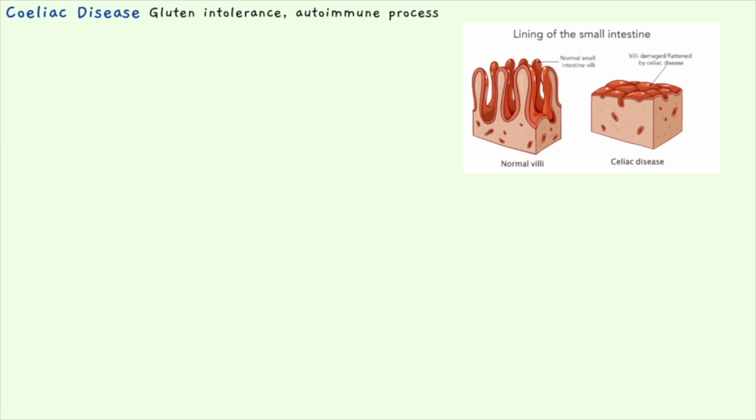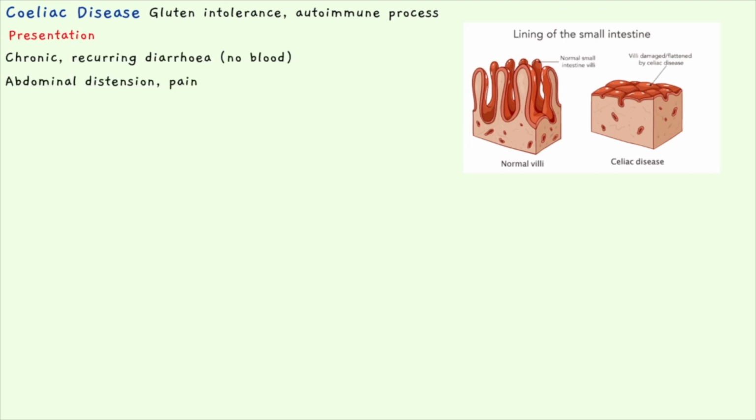On the left you see normal intestine with normal villi protruding outwards to help absorption. But in celiac disease, the villi are damaged and flattened, hence absorption is impaired, specifically of gluten, and that leads to gluten intolerance.